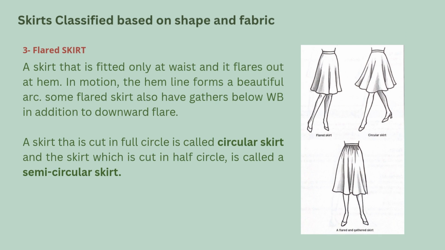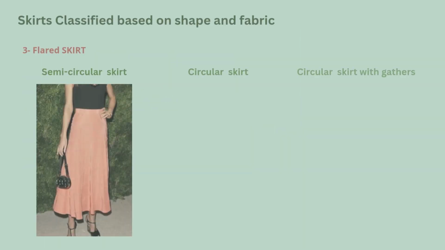The next group of skirts are called flared skirts. A skirt that is fitted only at waist and it flares out at hem. In motion, the hemline forms a beautiful arc. Some flared skirts also have gathers below waistband, in addition to the downward flare. A skirt that is cut in a full circle is called circular skirt, and the skirt which is cut in half circle is called a semicircular skirt.